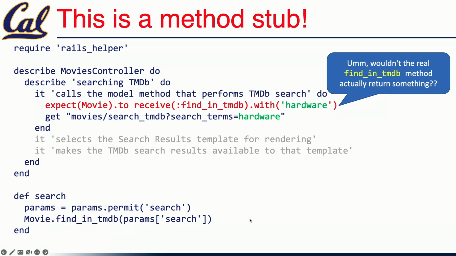Again, we know that in real life, find in TMDB is going to return something, and we want to pass that return value to the view, but I'm trying to do this really by the letter of the law, which is only write enough code to make each test work. And when a new test specifying a new behavior fails, then we go back and add the code to make that new behavior work. In real life, you probably wouldn't be quite this precise about it, but I'm doing this for the sake of example.